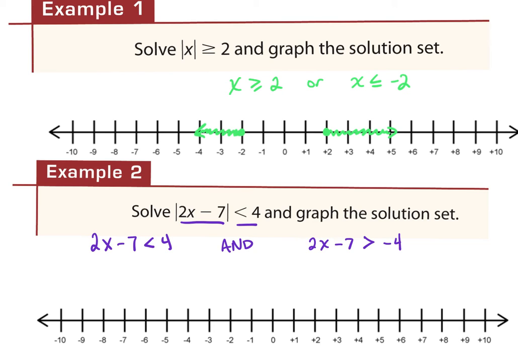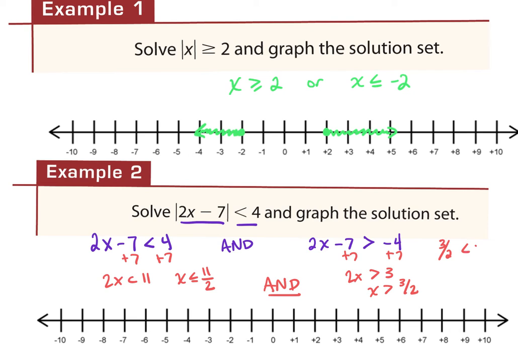And then you're just going to solve the way we would always solve. We're going to add our 7. We get 2x is less than 11. Divide by 2. x is less than 11 halves. Add your 7. You get 2x is greater than 3. x is greater than 3 halves. And this is an and. So you can take the smaller one, which is 3 halves, less than x, less than 11 halves. So you can write it that way as well, or you can write an and in between, and those two can be your answers.